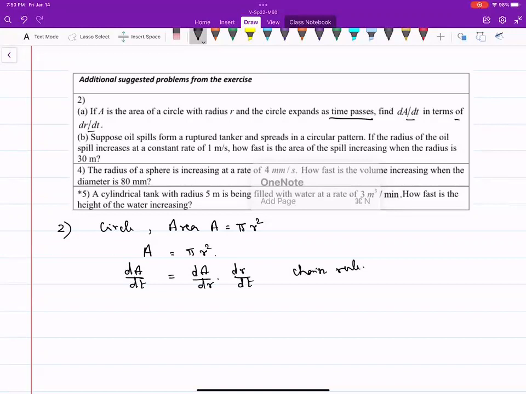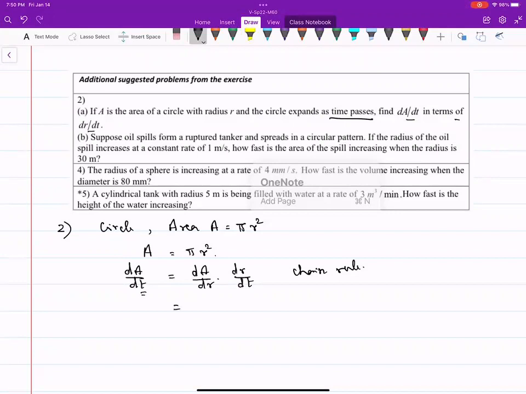Here, we will be considering A as only a function of R usually. But when it comes to related rate problems, we have to remember that both A and R change with respect to time. So that's why we have dA by dt equal to dA by dr times dr by dt, outer derivative times inner derivative.